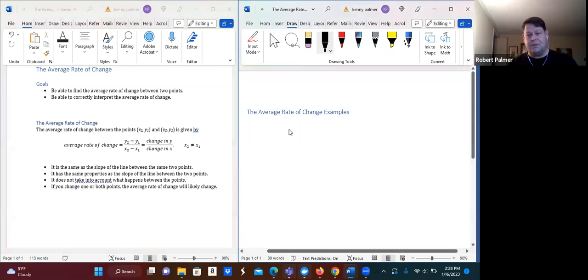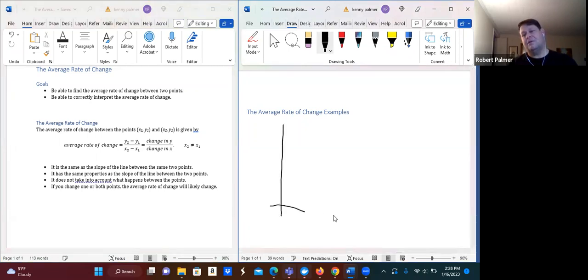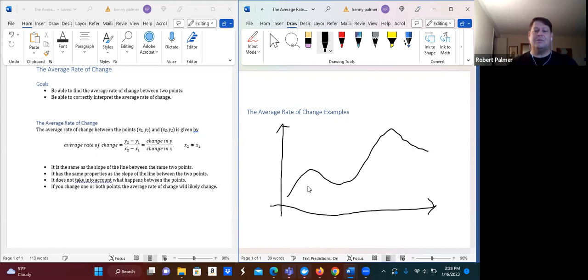So let's come over here and draw some sort of a graph. Maybe you have a graph that looks like this. Think about a mountain. Maybe you're climbing a mountain or a set of mountains. Let's say you want to take this point right here. We'll call this our x1, y1, though it doesn't matter. And let's call this our x2, y2. So we think about the line that connects both of those points. Then the slope of that line is the average rate of change.